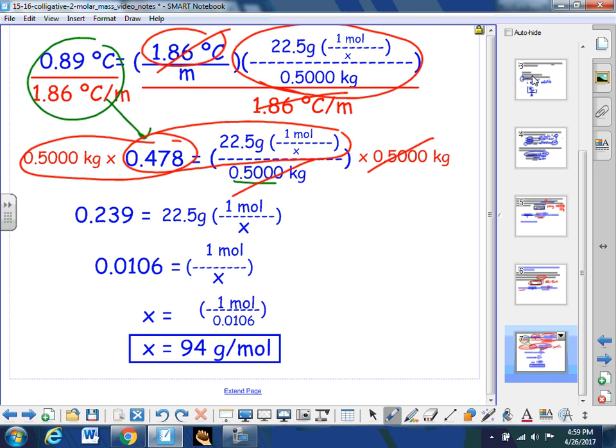If you wish to check and make sure you're correct, you can go back to the original equation, plug in 94 grams per mole, making sure that you get an answer of 0.89 degrees Celsius.